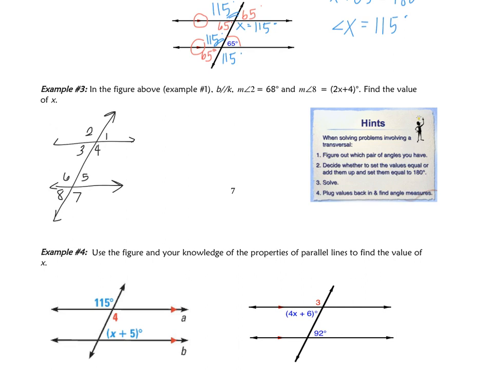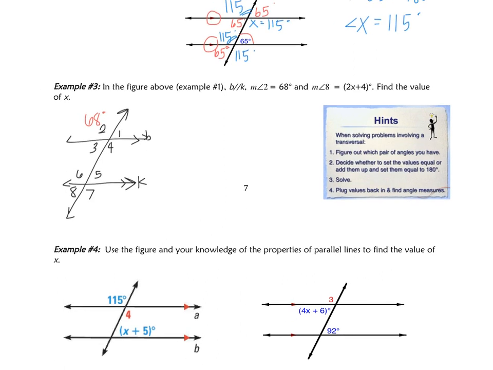I know line B and K are parallel, so I'm going to put my little arrow. They're parallel. If angle 2 is 68 degrees, and angle 8 is 2x plus 4, find the value of x.